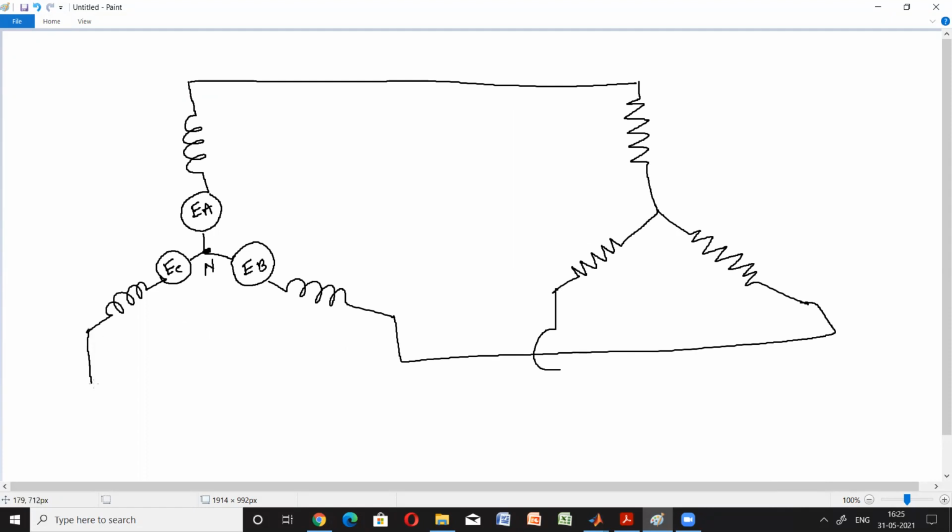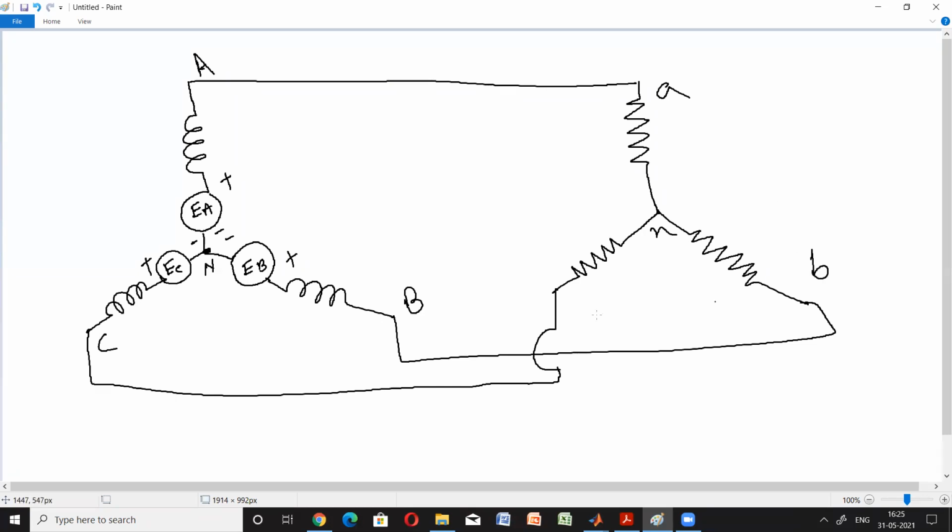Let us now analyze what is basically happening in the circuit. Suppose we have a polarity of EAB as E, minus plus, minus plus, and minus plus. This neutral is suppose small n. This phase sequence is A, B, C, and this phase sequence is small a, small b, and small c. So this is the circuit we are making here: a 3-phase source.